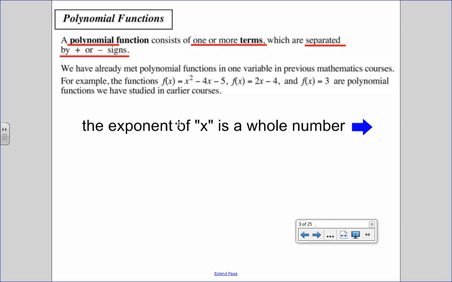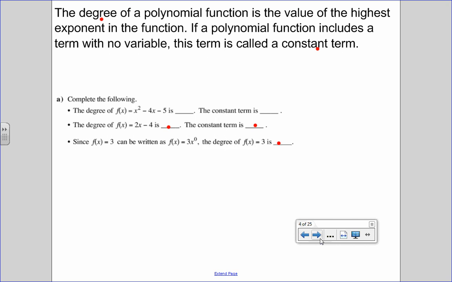So the big thing with polynomials is that if you have an x, the exponent is a whole number. So see, the exponent here is a 2, invisible exponent of 1, invisible exponent of 1. This one here, the x has no exponent, so it actually has an exponent of 0, which again is a whole number.